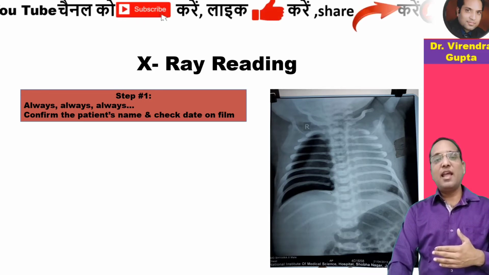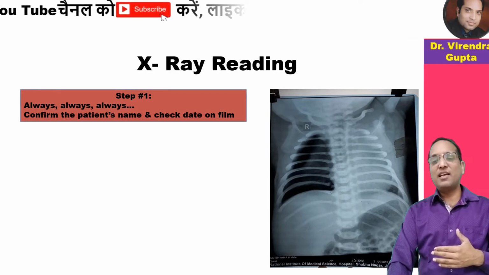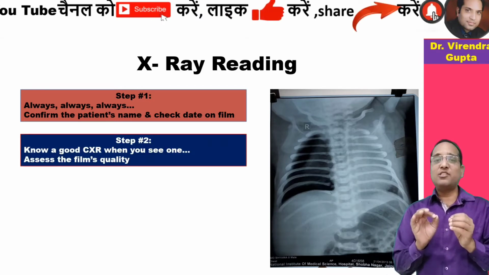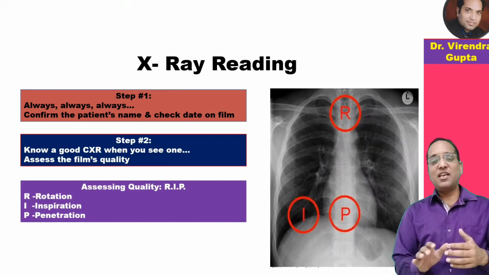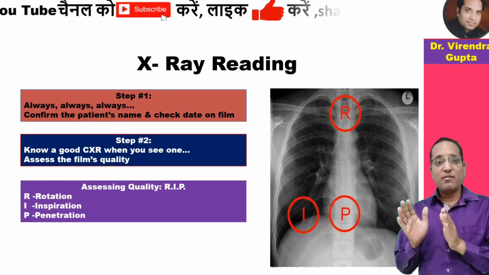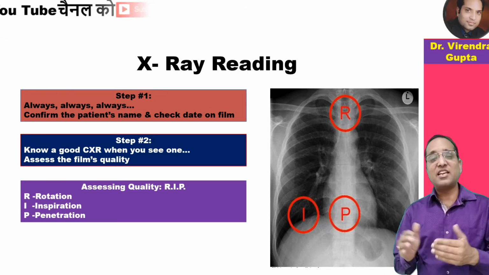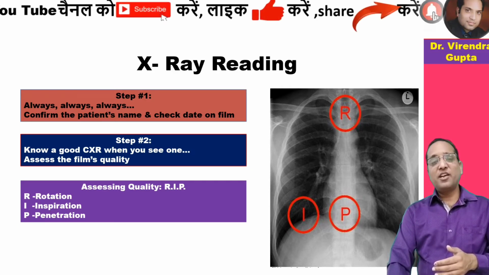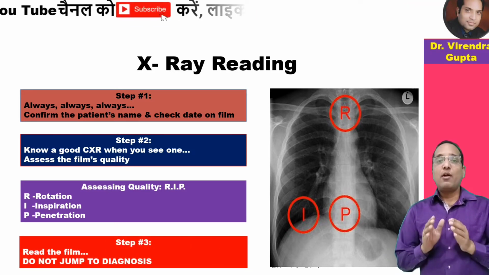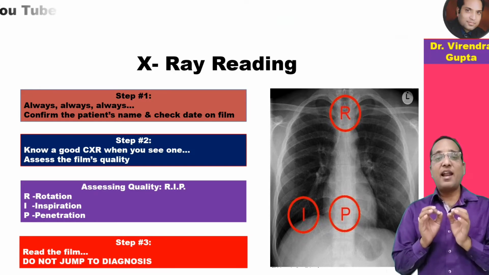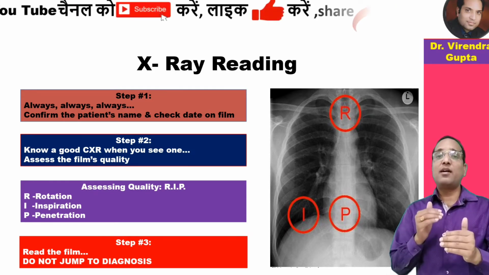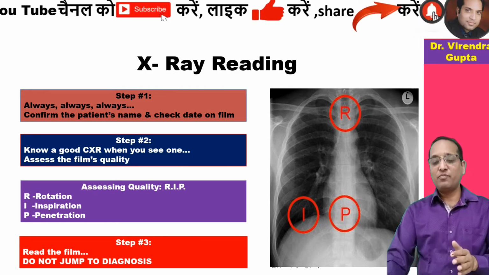And here you can see the name and date of the patient as well as right or left side, R for the right. And good quality film is very important, which can be seen by the RIP. We can keep the mnemonic RIP, not rest in peace: R for rotation, I for inspiration and P for penetration. We will discuss later on. And we should read the whole film, not directly jump to the diagnosis, and establish the diagnosis after the reading of the complete film.